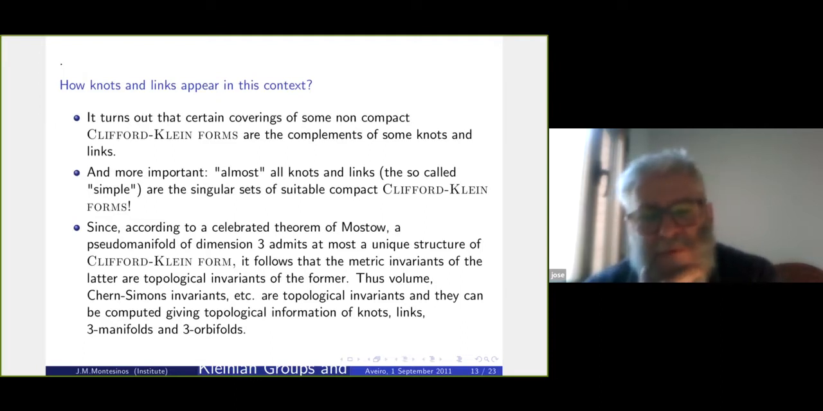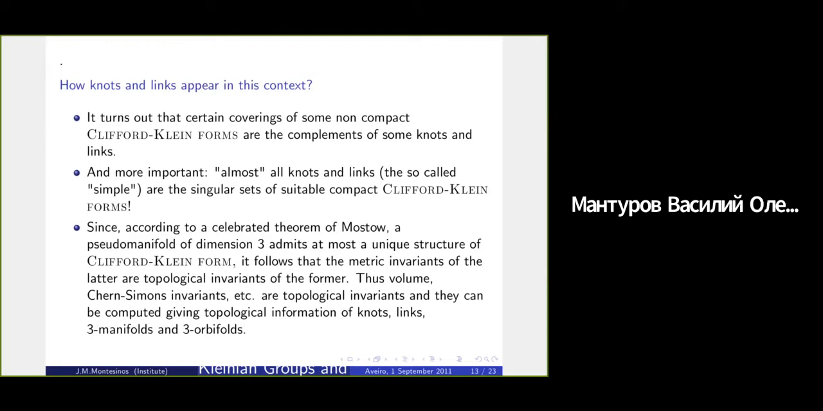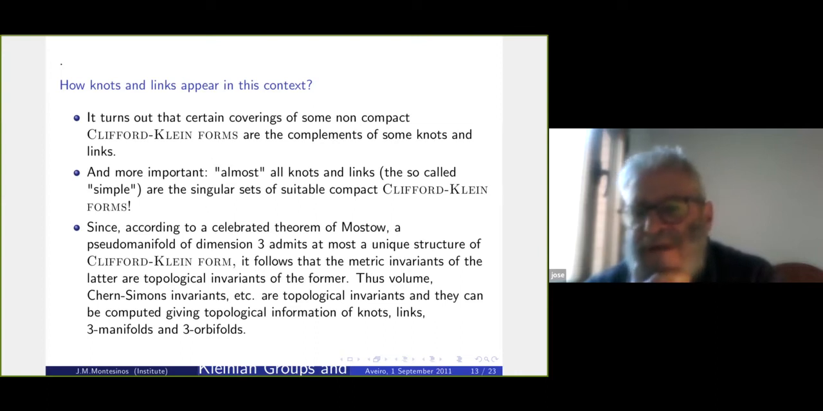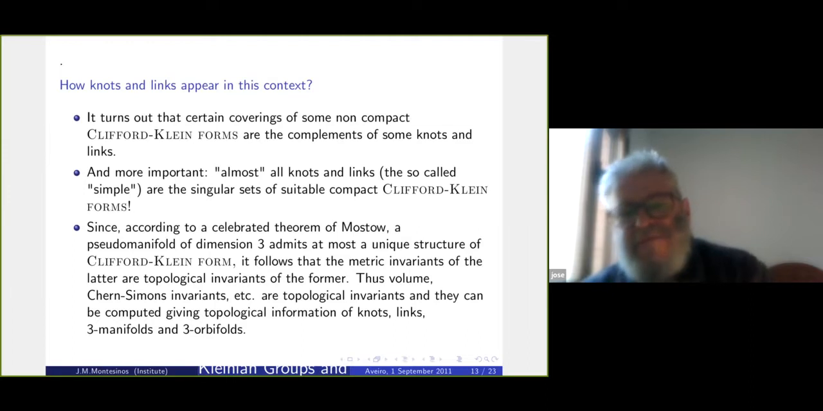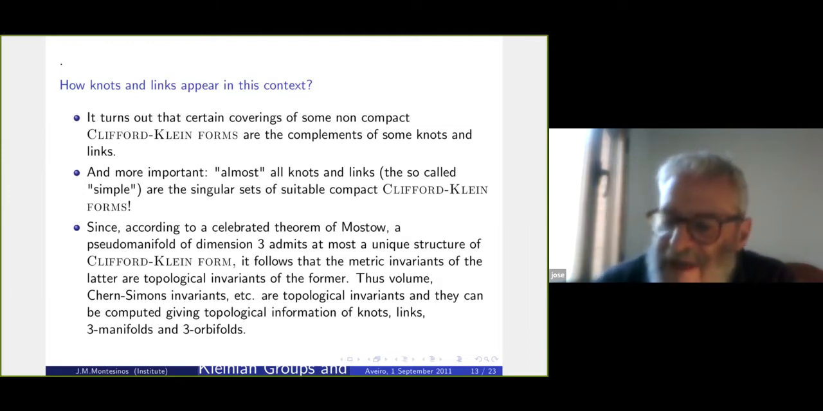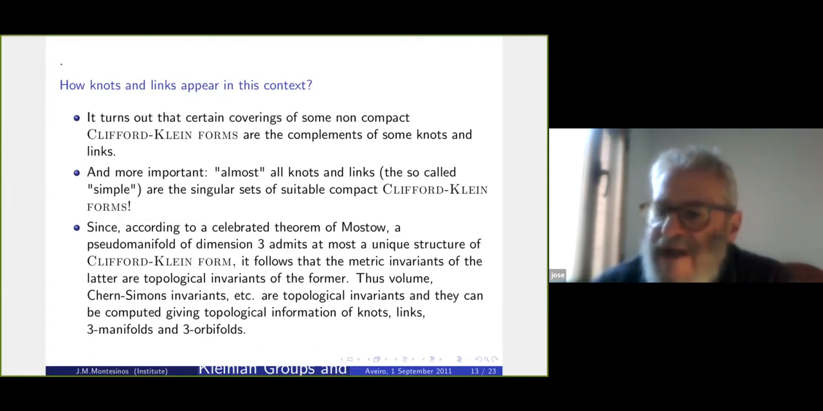Well, and more important, almost all knots and links, the so-called simple knots and links, are the singular sets of suitable compact Clifford-Klein forms. This is the work of Thurston. And since according to a celebrated theorem of Mostow, a manifold of dimension 3 admits at most a unique structure of Clifford-Klein form, if it is hyperbolic, the hyperbolic structure is unique. So all the metric invariants are at the same time topological invariants.